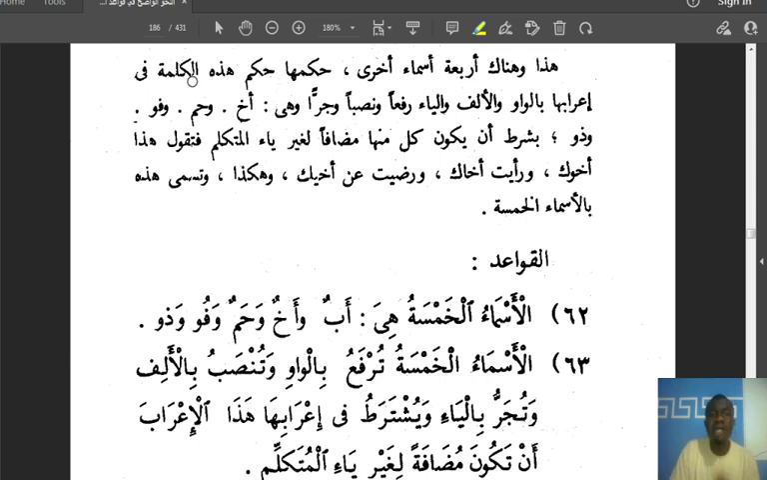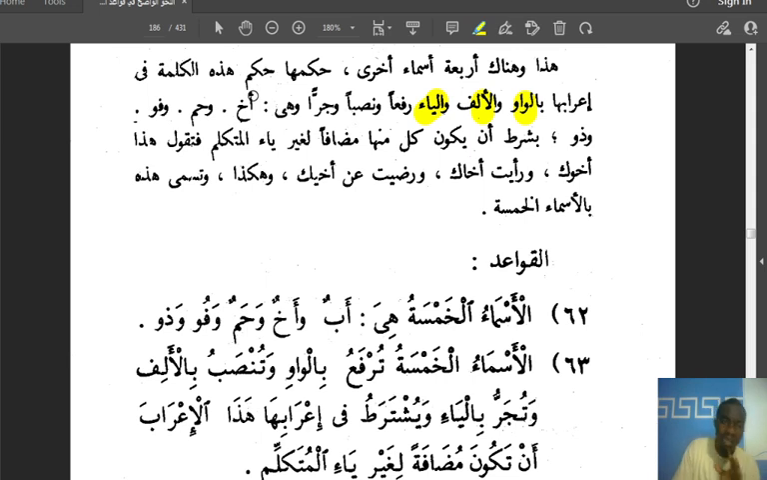حكمها حكم هذه الكلمة في إعرابها بالواو والألف والياء. Says the ruling, the grammatical ruling of the four that are remaining, is the same as the word ab that we've just seen. Its i'rab is the same, with waw, alif, and then ya. That's how they all behave, رفعا ونصبا وجرا, in terms of raf, nasb, and jar. So the asma'ul khamsa, in terms of raf, they come with waw, in terms of nasb, with alif, and in terms of jar, with ya.